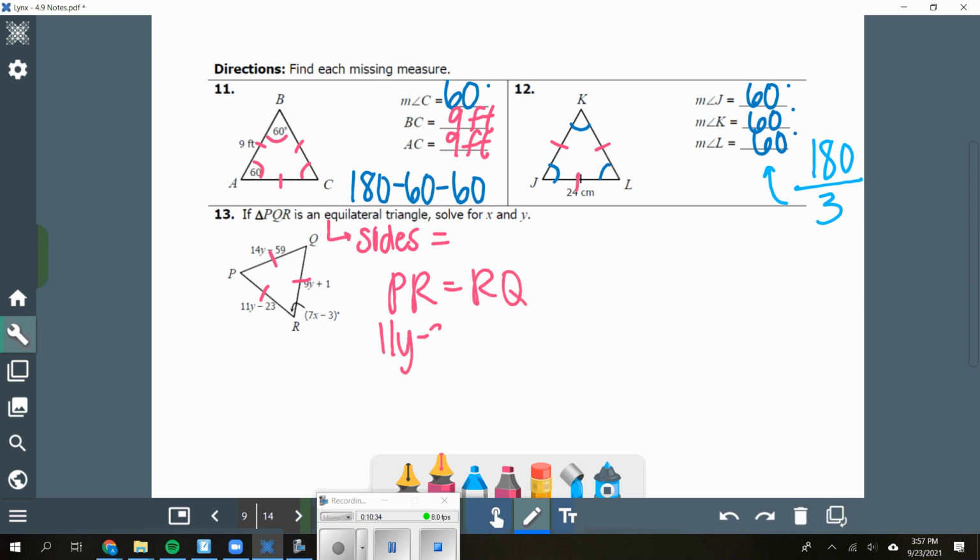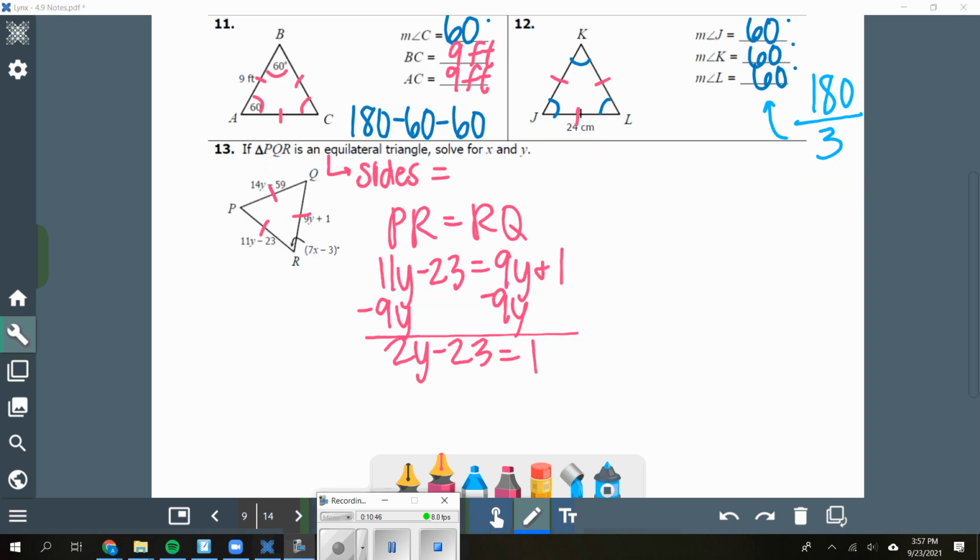11y minus 23 equals 9y plus 4. And minus 9y. 2y minus 23 equals 4. And add 23. 2y equals 27. Last step, divide by 2. So y is 11.